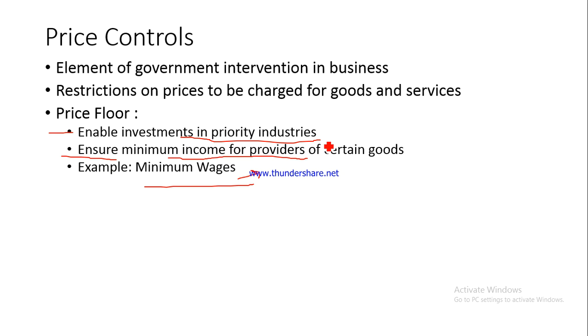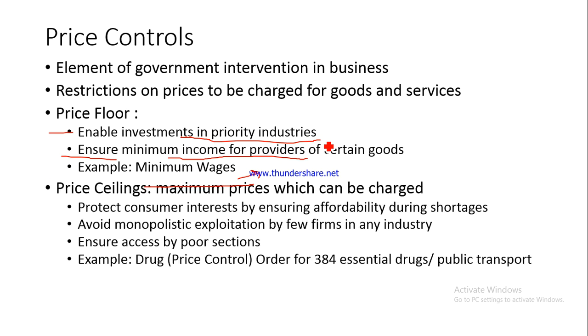So these are the reasons why we have price floors. Now let us talk about the price ceilings. Basically, when we talk about price controls, you actually think more in terms of price ceilings, the maximum prices which are fixed by the government, right? However, we have seen that there could be price floors also. So the price ceilings are the maximum prices which can be charged by the service provider or by the manufacturer of the good for the product or the service that he is selling to the customer.